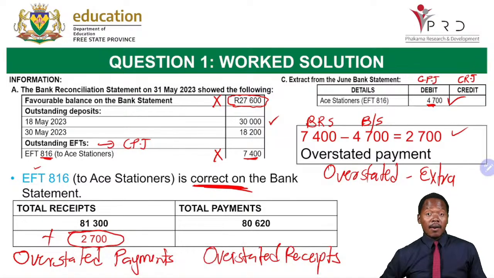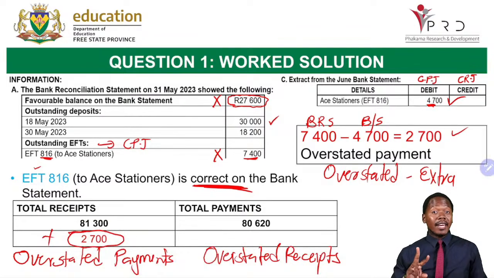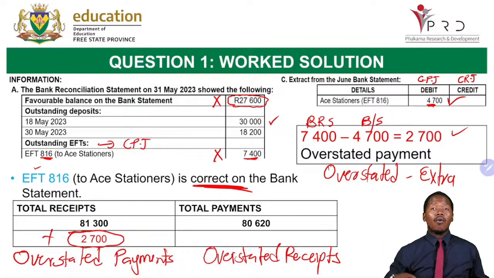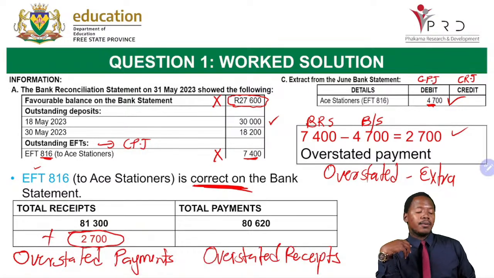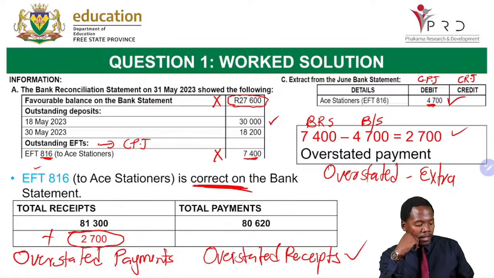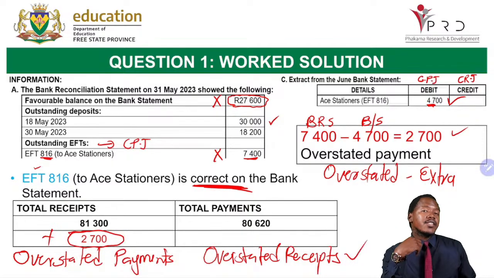Okay, now I hope this one is clear. Remember the keywords: overstated, understated. Overstated payments, we record them in the CRJ. Overstated receipts, we record them in the CPJ. I hope you are noting that down as part of your revision. Meaning understated receipts, same journal, which is CRJ.